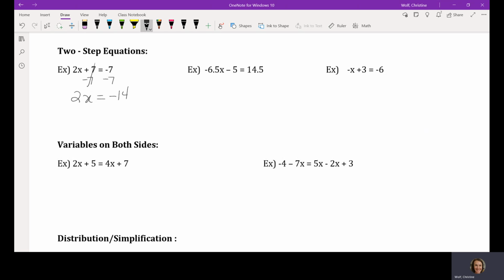is now negative 14. Now, x isn't quite alone yet. We have to get that x all by itself, and it's being multiplied to that 2. So to undo multiplication is division. So if I divide by 2, those cancel, but what I do to one side, I have to also do to the other side, right? So I have x all by itself on the left, and then negative 14 divided by 2, negative 7. Done.